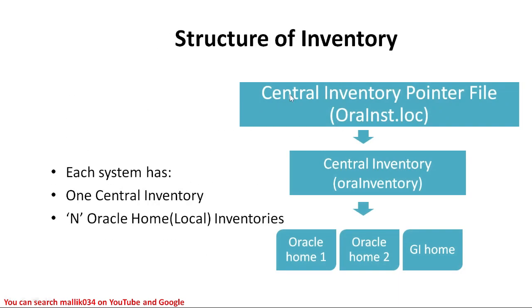So the structure of inventory is that my central inventory is pointed to by oraInst.loc under /etc, and that contains my central inventory location. Inside my central inventory location I am able to see all my Oracle homes' local inventory. Each system has oraInst.loc under the etc directory, and that has my central inventory location. Inside it I have an inventory.xml file which contains all my n number of Oracle home and GI home locations, which are like my local inventories.